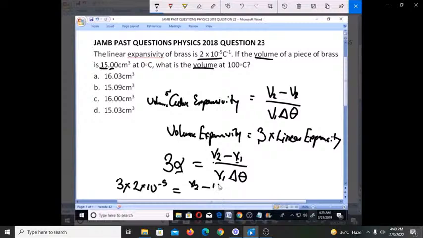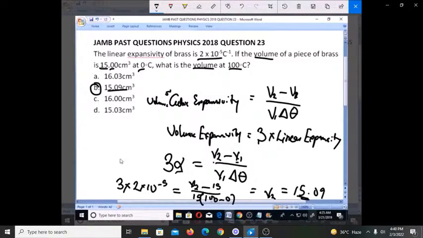So I'm going to write 15 here, all over the initial volume, which is also 15, times the change in temperature. The change in temperature is 100 minus 0, which is 100. If you solve this out and make V the subject of the formula, you are going to find that V2 is equal to 15.09. So that is the answer to this. B is the correct option.